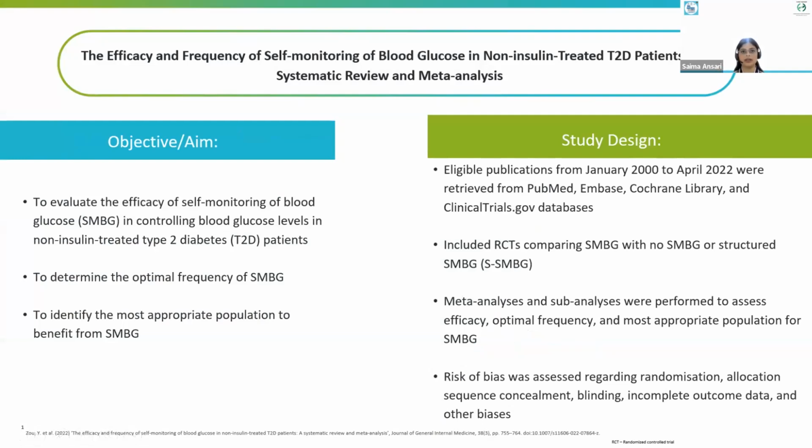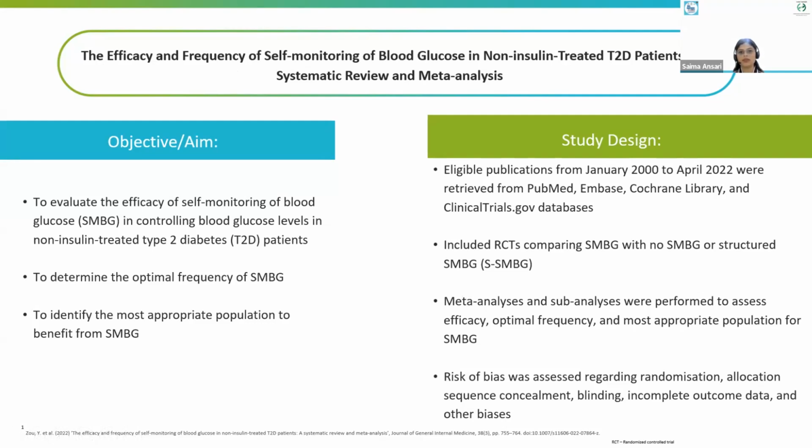So here is a study which helps determine the efficacy and frequency of self monitoring of blood glucose in non-insulin treated type 2 diabetes patients. It was a systematic review and a meta-analysis. The objective was to evaluate the efficacy of self monitoring blood glucose in controlling blood glucose levels in non-insulin treated type 2 diabetes patients, to determine the optimal frequency of SMBG and to identify the most appropriate population to benefit from SMBG.